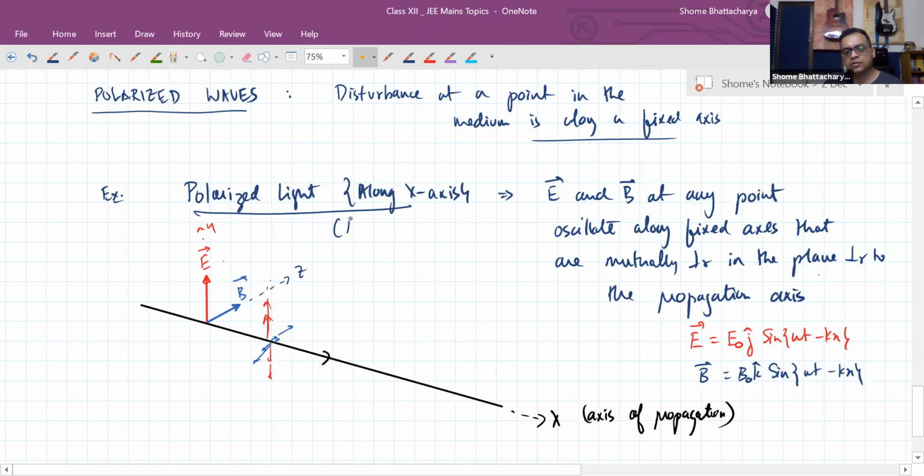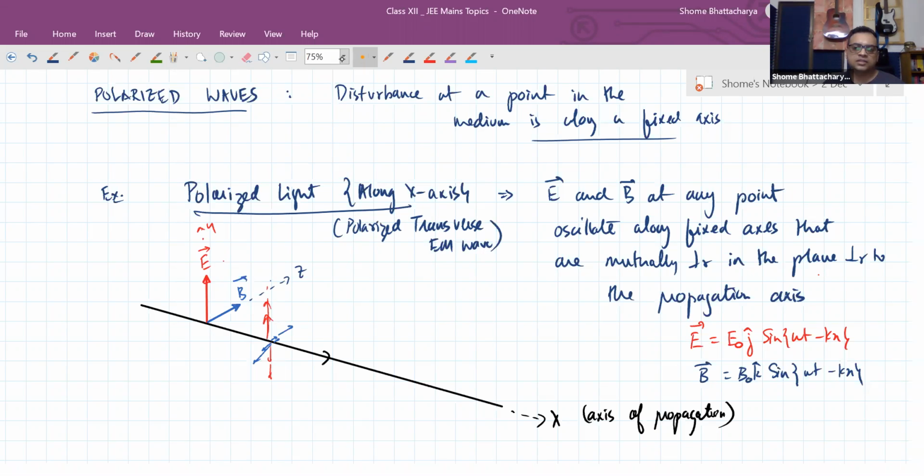So this is polarized transverse electromagnetic. Okay. So now the whole question is, since polarized light does not exist naturally, when light is created from atomic sources by emission of photons from electronic transitions, the light generated is not polarized, it is unpolarized. So how do we get polarized light?